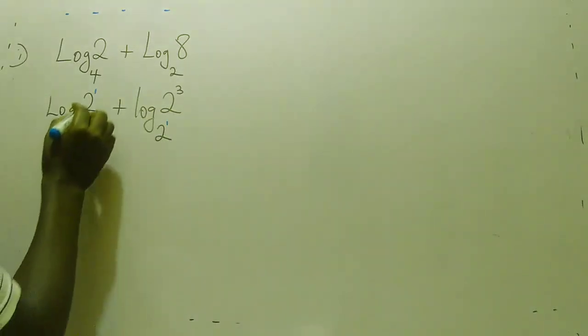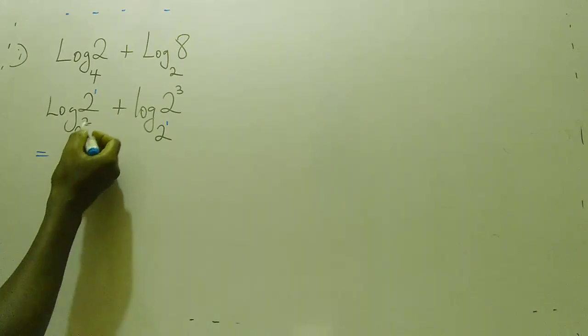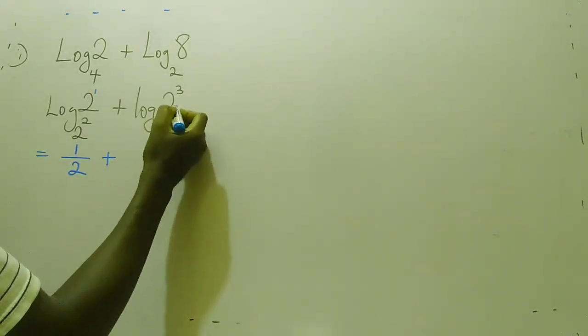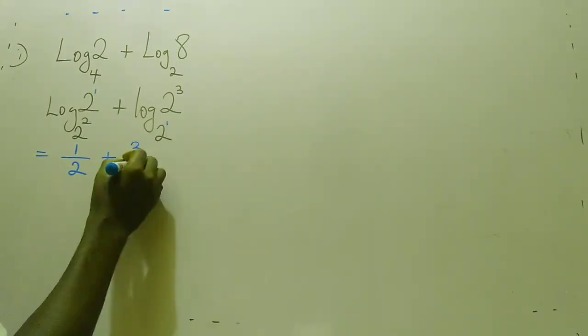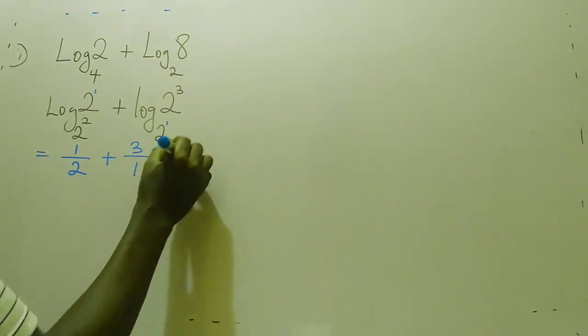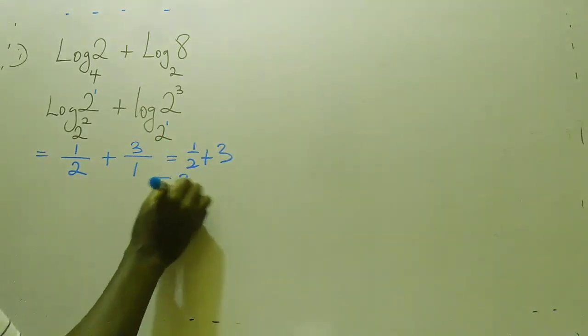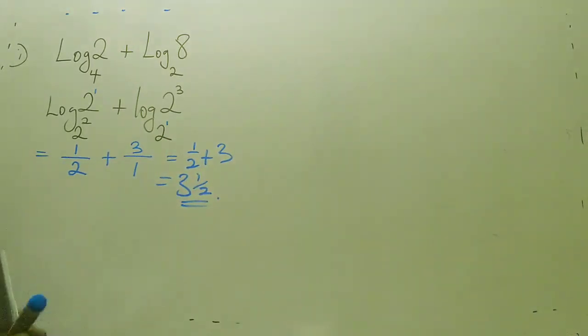So in this case, I'm going to have the power here, 1, divided by the power of the base, which is 2, plus the power of this again, which is 3, divided by the power of this base, which is 1. So that I'm having half plus 3. So my answer is 3.5. So this is one of the ways of solving this problem.